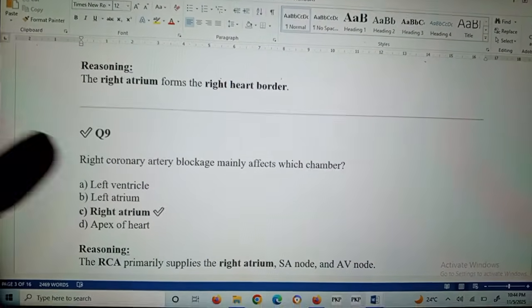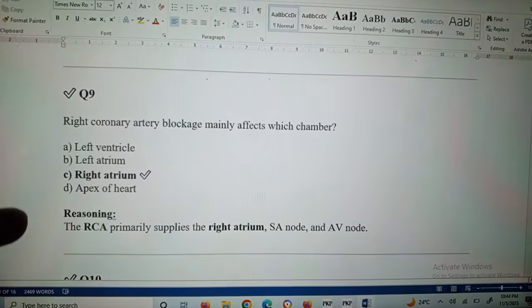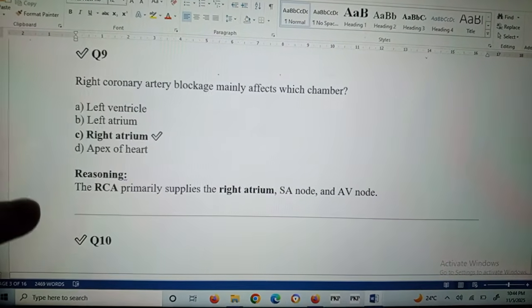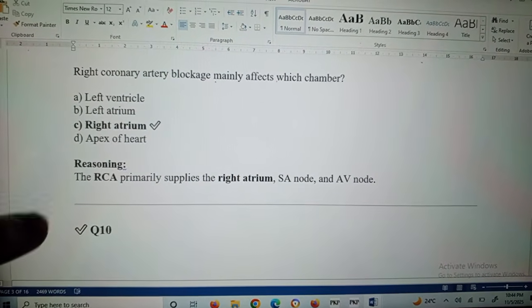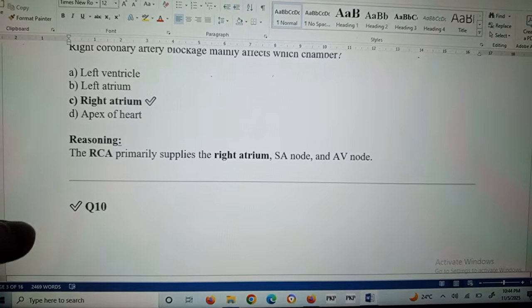Question number 9: right coronary artery blockage mainly affects which chamber? The right atrium is affected. The right coronary artery primarily supplies the right atrium, SA node and AV node.